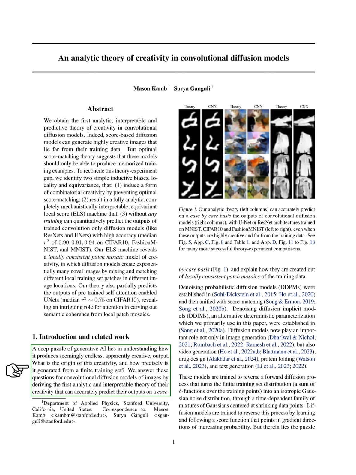Denoising diffusion probabilistic models, DDPMs, were introduced in earlier works and later unified with score matching techniques. We primarily utilize denoising diffusion implicit models, DDIMs, in our study. Diffusion models are now significant not only for image generation but also for video generation, drug design, protein folding, and text generation. These models learn to reverse a forward diffusion process that transforms the training set distribution into a Gaussian noise distribution, using a time-dependent mixture of Gaussians centered around the data points.